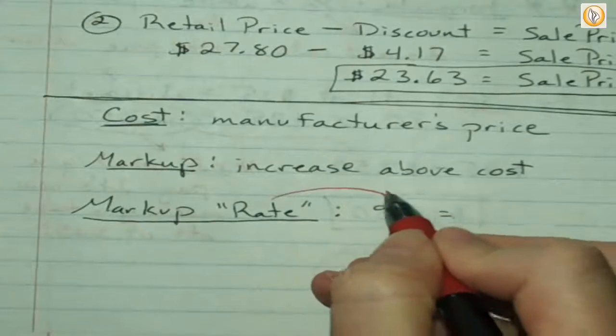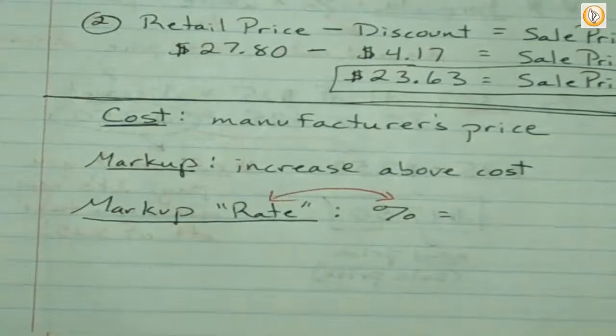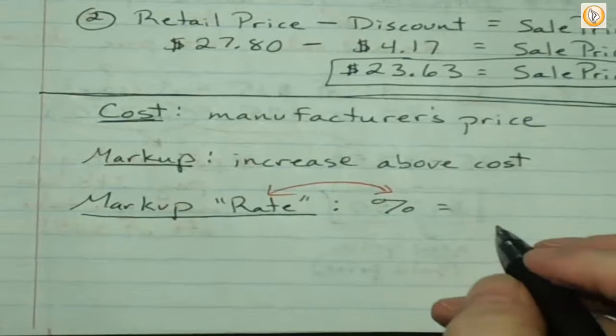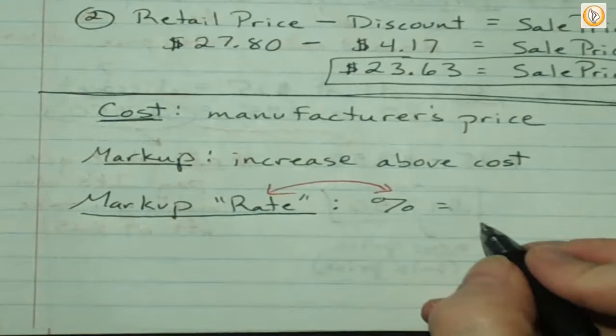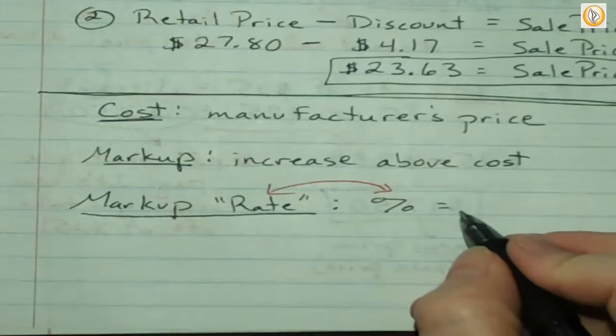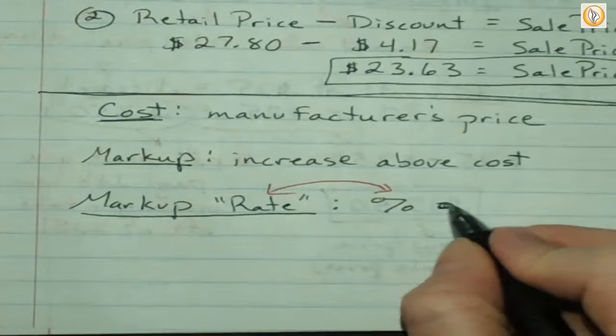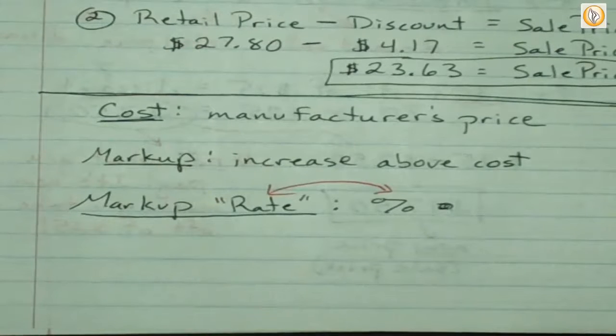And then markup rate. Anytime you see that word rate, that's percent. That's just markup rate, 30%, whatever. Okay, so now we understand the vocabulary.